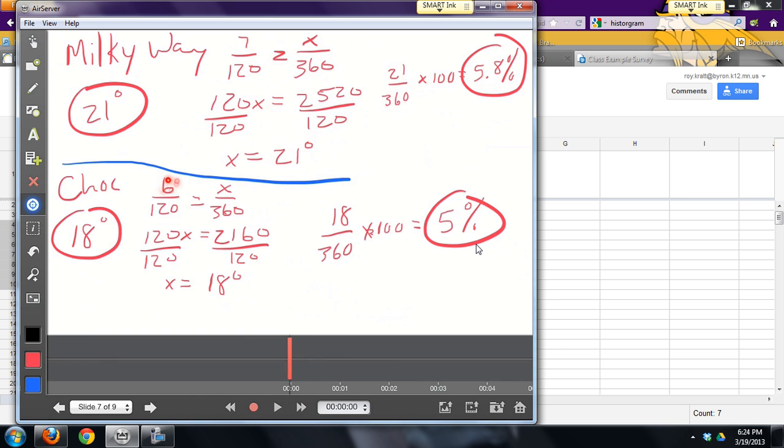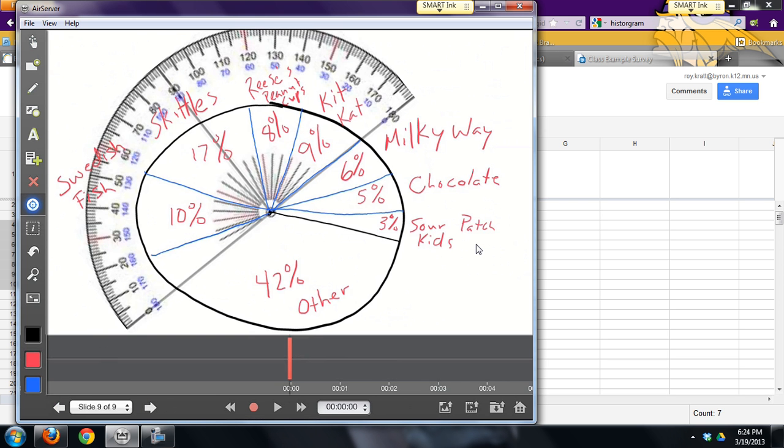Then right here, 6 people like chocolate out of 120 equals x over 360. Cross multiply, divide by 120 equals 18 degrees. 18 divided by 360 degrees times 100 gives me 5%. Okay, so 21 and 18. Let's see if we can remember that. We'll go over here and check our work.